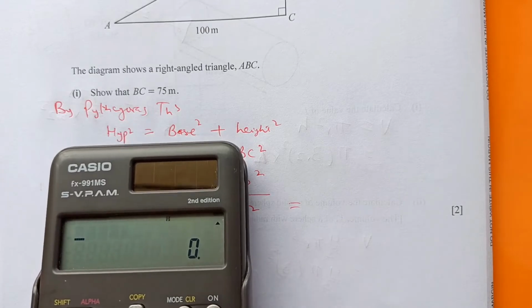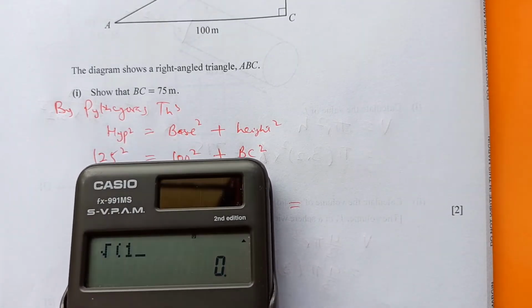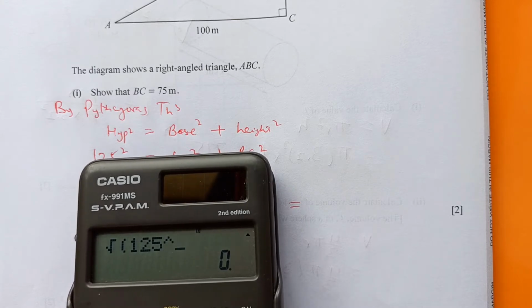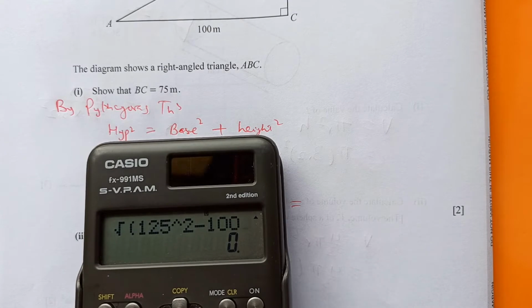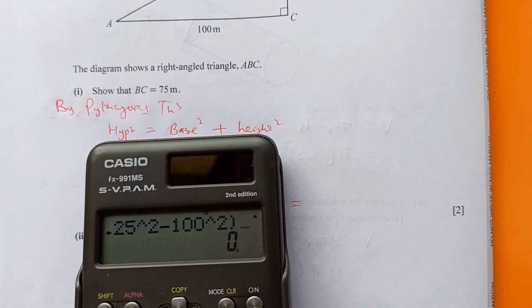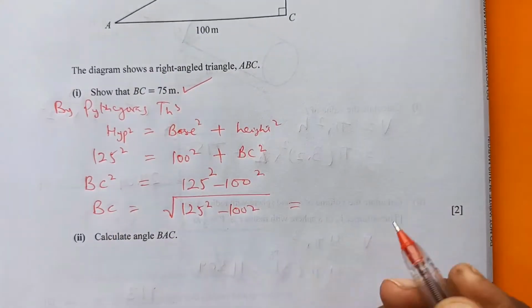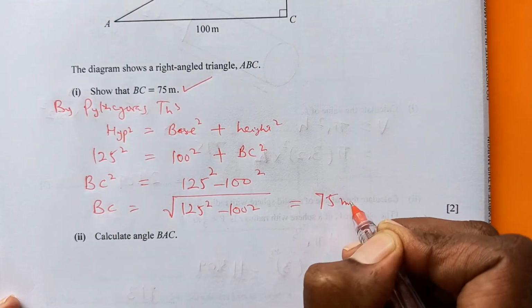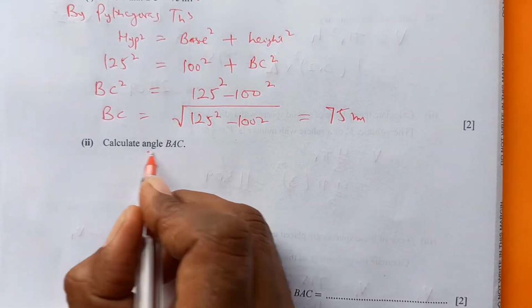125, square root of 125 squared minus 100 squared. This is 75. So our final answer is 75 that we need to show. So hence proved.